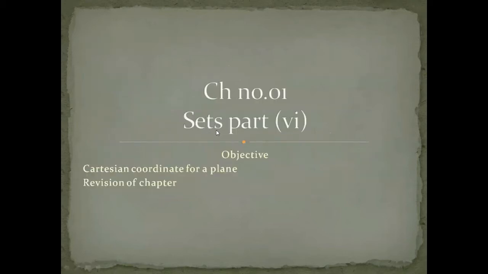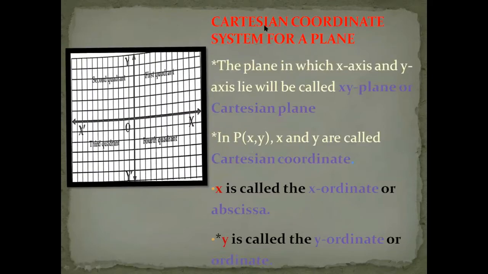Now start today's class. Chapter number 1, Sets, Part 6. Today's objective is Cartesian coordinate for a plane, and then we will do the revision of chapter number 1. It is on students' request. Now, Cartesian coordinate system for a plane.